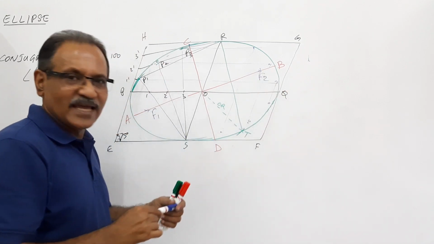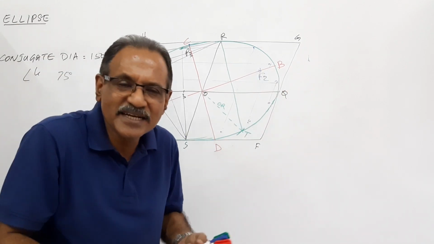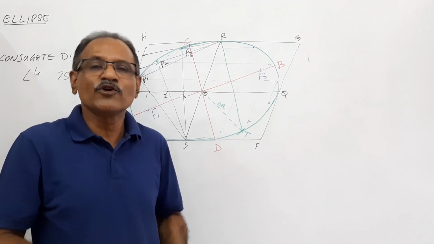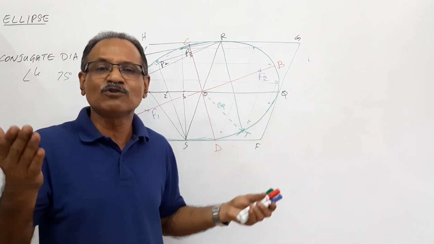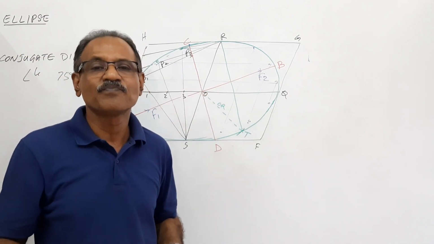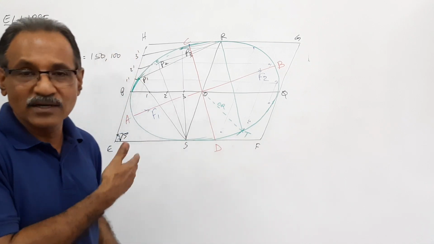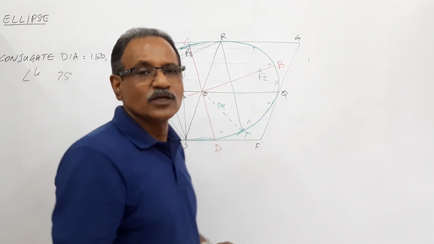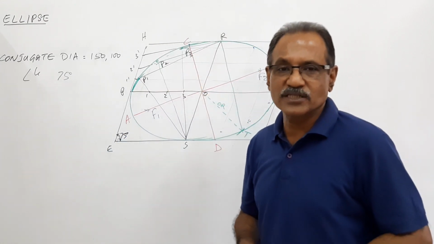Once you get the foci, you can draw normal and tangent at any point if you want. You know the method. You can draw a tangent to the ellipse from any point outside. You have seen the method. Okay. You can do whatever you want. That is what frequently comes for the university examination.